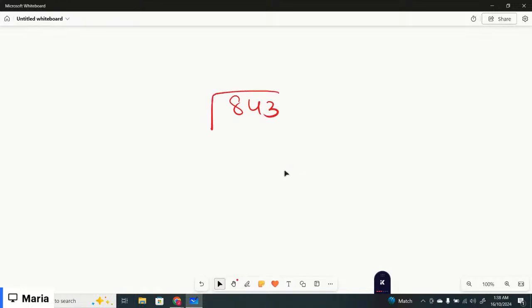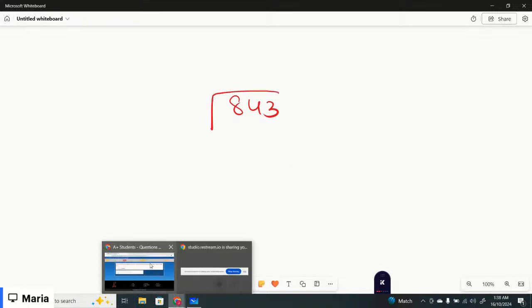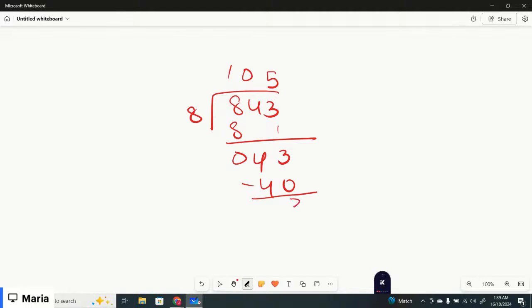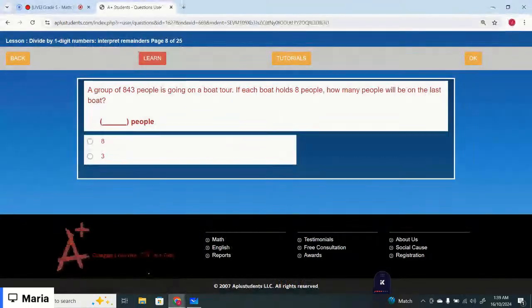843 divided by 8. 8 times 1 is 8. 0, bring 4 down. You cannot divide. You need to add 0 over here and bring 3 down. 8 times 5 is 40. You have remainder 3. Right? That means the last boat has only 3 people. The correct option is 3. Option number 2 is the correct option. Got it?